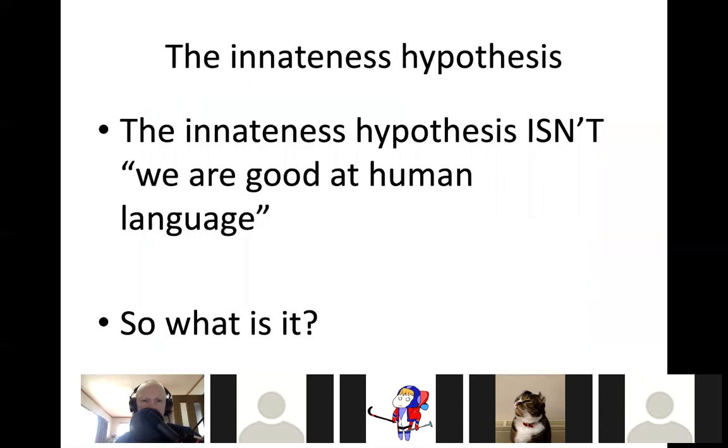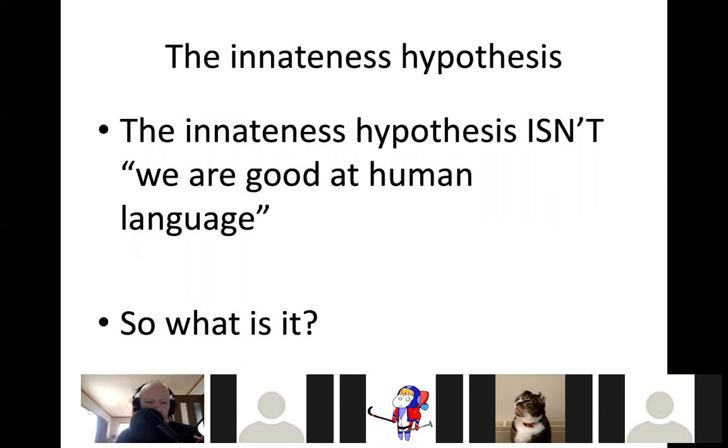So the innateness hypothesis isn't that we are good at human language. That's not what it means. So be careful, because people say, "Oh, the innateness hypothesis. Yes, of course, we are better at language than animals." That's not what it is. Nobody denies that. Everybody accepts that. So what is the innateness hypothesis? What really is it? That's the question.